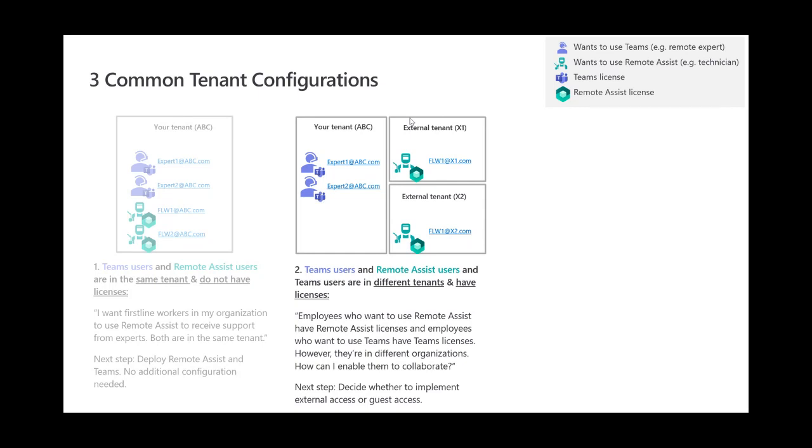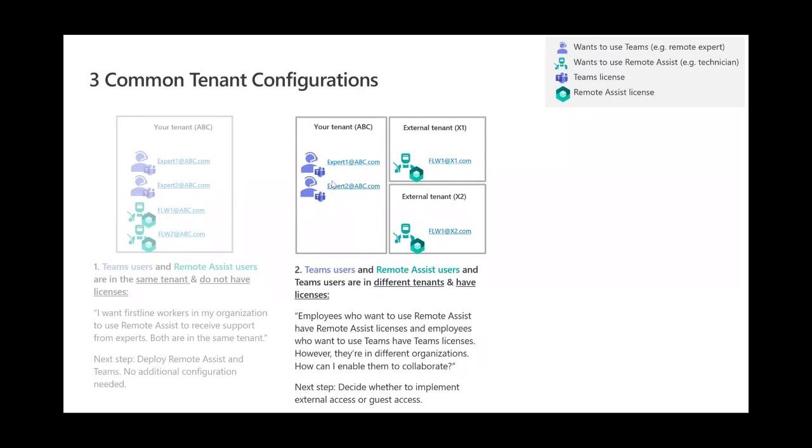So let's look at the scenario depicted in this middle diagram, and again, use the example of the remote expert and the new hire who wants to use Remote Assist to get help. In this diagram, you see that tenant ABC, that might be your tenant, has experts who want to use Teams and already have Teams. Then you have an external tenant, X1, and an external tenant, X2. So let's just say that you want the experts to search and collaborate with technicians in X1, and you want experts to search and collaborate with people in X2, but you don't want the first-line workers in X1 and X2 to talk to each other. So what do you do in that case?